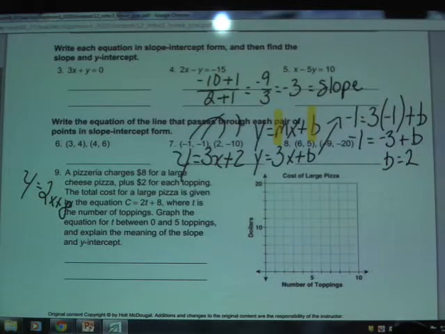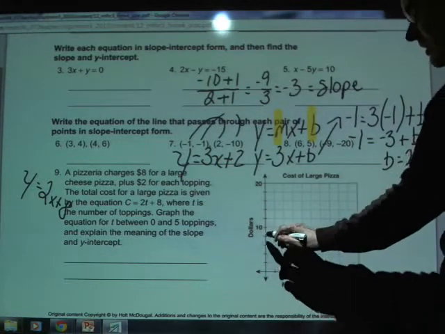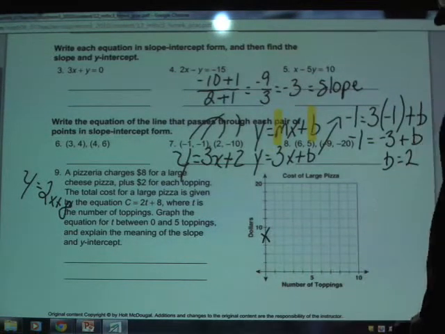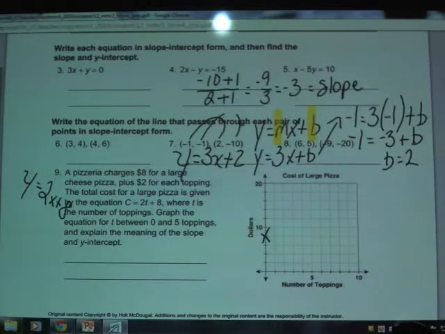Now, this isn't a big deal, though, because the equation says, if I buy just a cheese pizza, no other toppings, 0 toppings, I'm going to spend $8 on that pizza. So we're going to come over here to say 0 toppings is going to cost me $8. And again, that's going by 2s, so that's why I'm at the 4th marker putting my first dot.